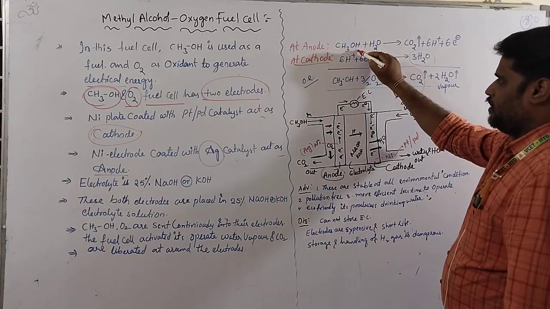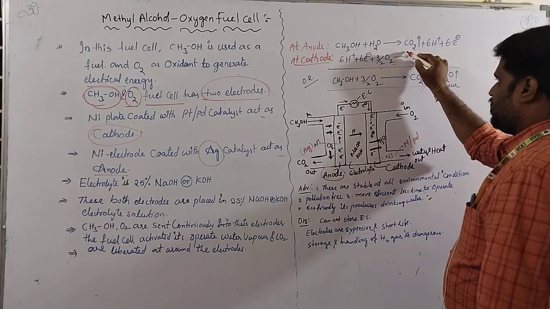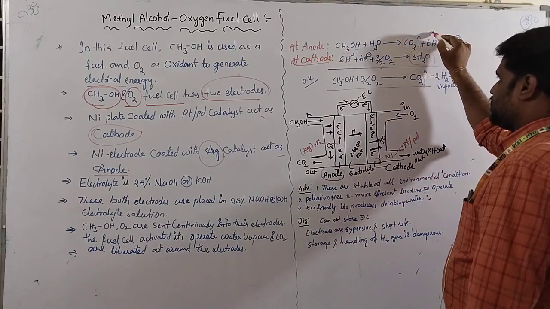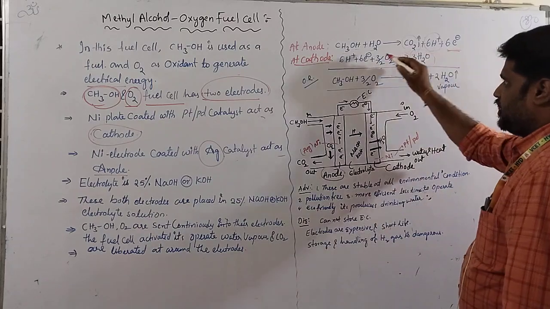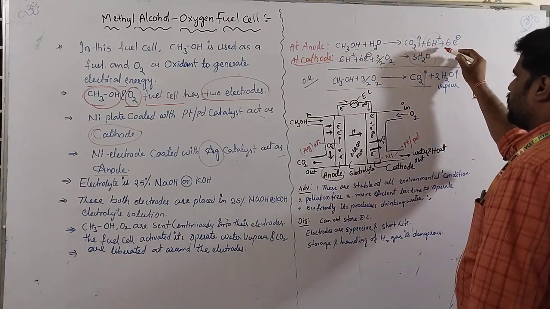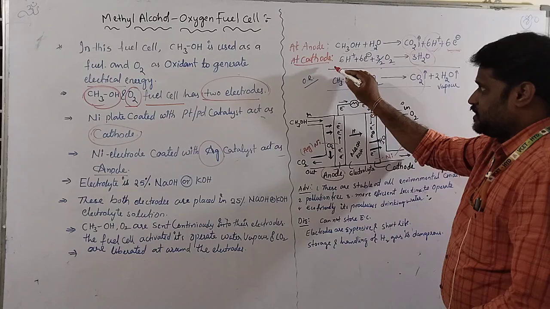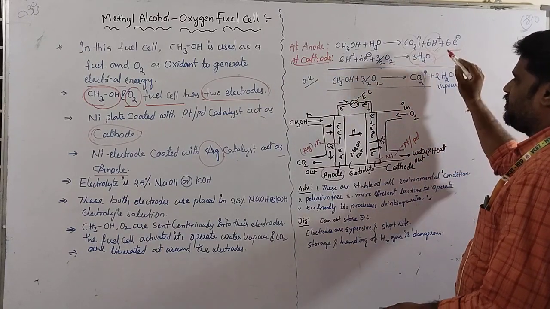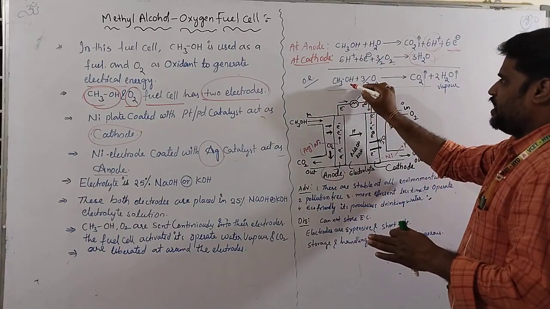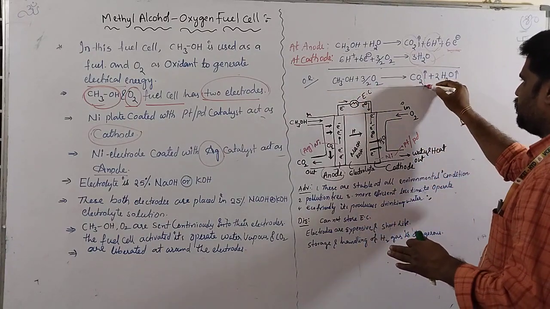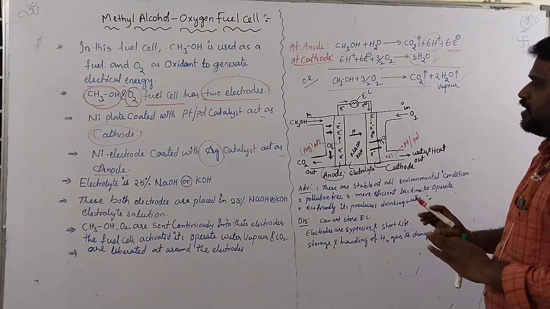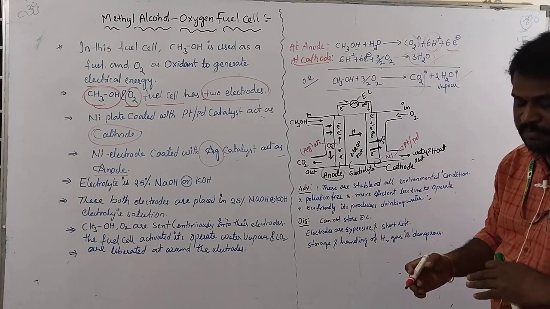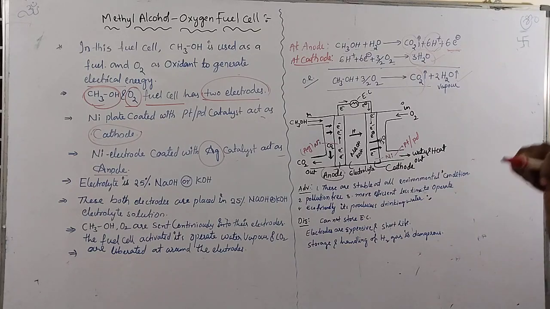Let's see what happens at the anode. Methyl alcohol reacts with water, forming CO2 and releasing 6 H plus ions and 6 electrons. At the cathode, the 6 H plus ions and 6 electrons react with O2, forming water vapor. The overall reaction is methyl alcohol reacting with oxygen, forming CO2 and water vapor. This is how the chemical energy is converted to electrical energy.